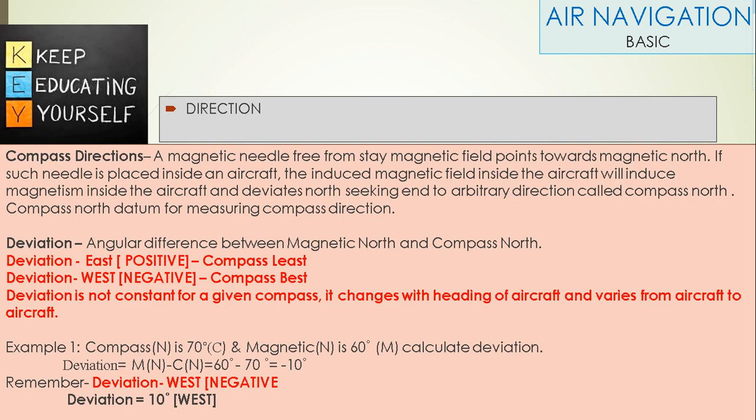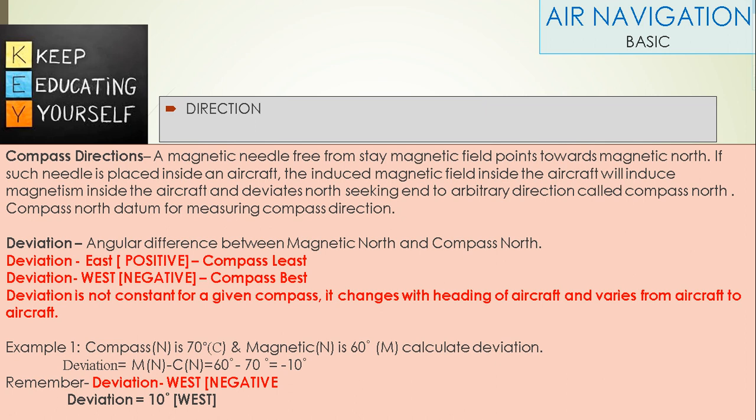Direction. We use a compass. A compass is a magnetic needle, free from stray magnetic fields, that points towards magnetic north. If such a needle is placed inside an aircraft, the induced magnetic field inside the aircraft will induce magnetism and deviate the north-seeking end to an arbitrary direction called compass north. Compass north is the datum for measuring compass direction.